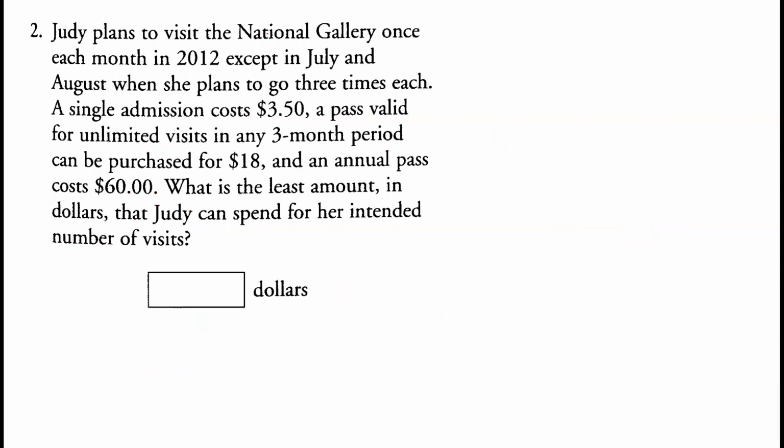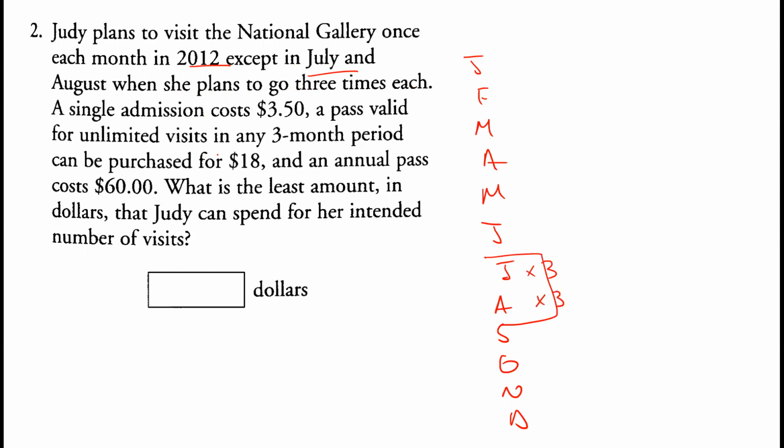Question 2. Judy plans to visit a national gallery once each month in 2012, except July and August, when she plans to go 3 times each. So we have January, February, March, April, May, June, July, August, September, October, November, and December. She visits once in each month, but in July and August she plans to visit thrice.